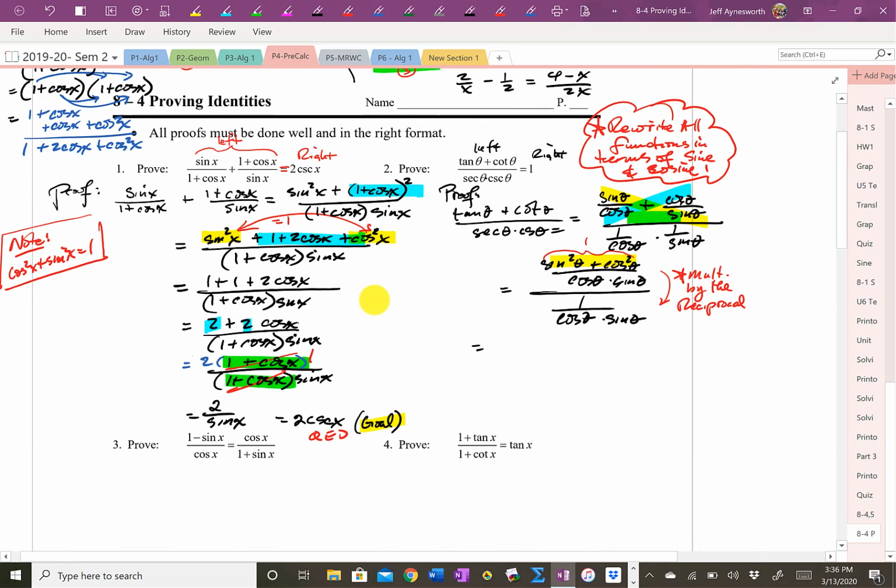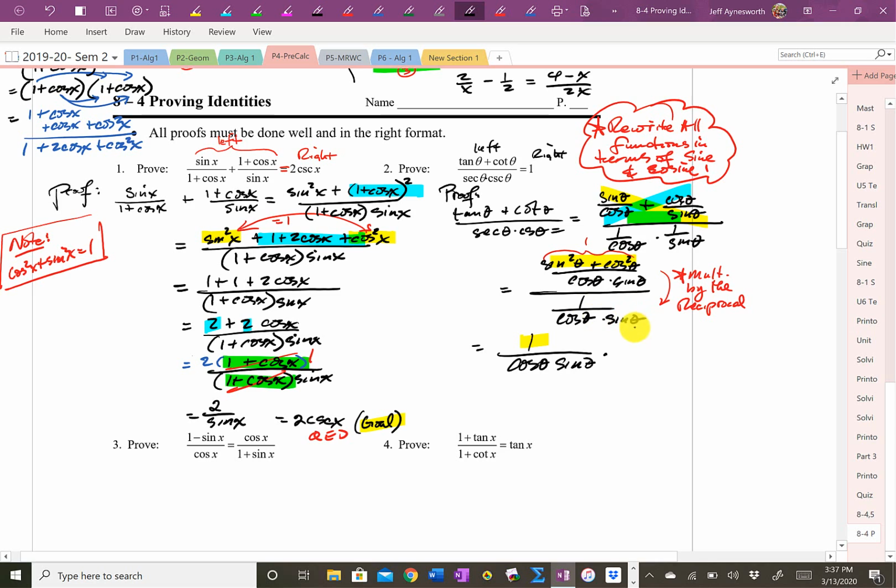Remember what I said earlier: cosine squared theta plus sine squared theta equals 1 all the time, no matter what the angle is. It's an identity. That's what an identity is all about. No matter what theta is, it's always equal to 1. So we have 1 divided by, look at that, that's 1. I'm color coding it to help you see it. Sine squared theta plus cosine squared theta equals 1, divided by cosine theta times sine theta, times the reciprocal.